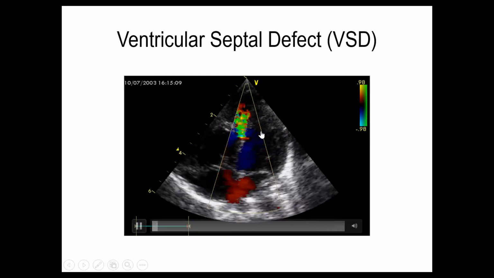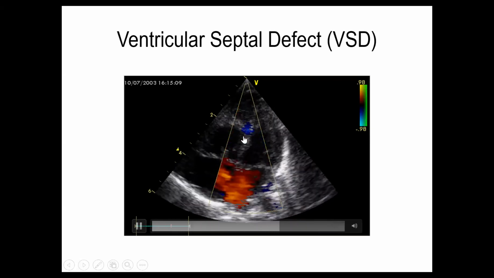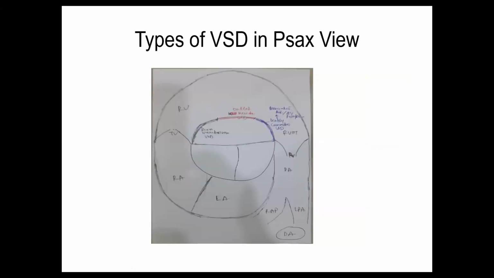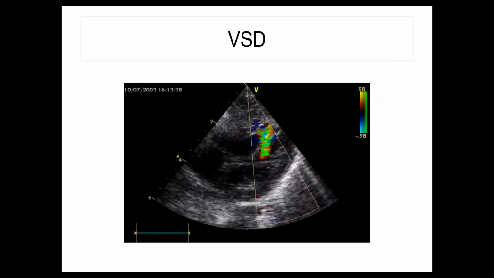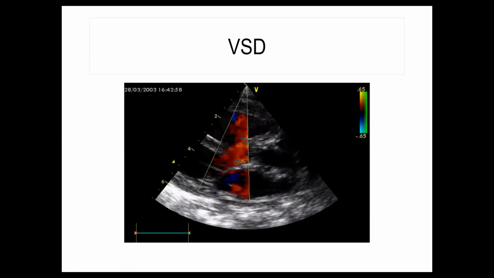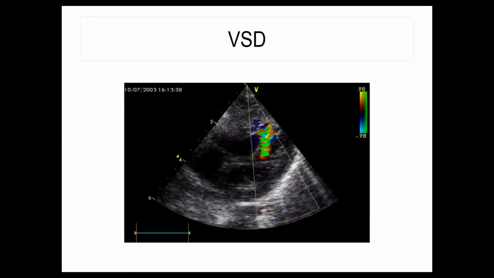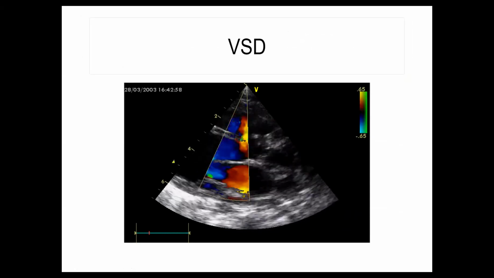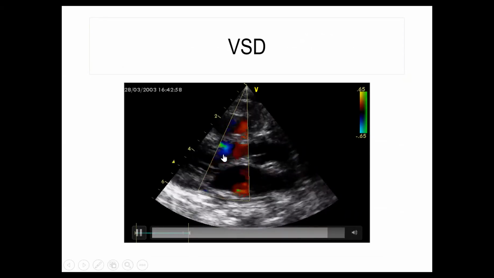Second important thing in VSD flow: whenever the hole is small, you'll have a turbulent flow. When the hole is large or the pressure has equalized, the flow becomes non-turbulent. Look at this flow, non-turbulent. Now look, there's hardly any turbulence in this flow. The hole is large and there is almost equalization of pressure.